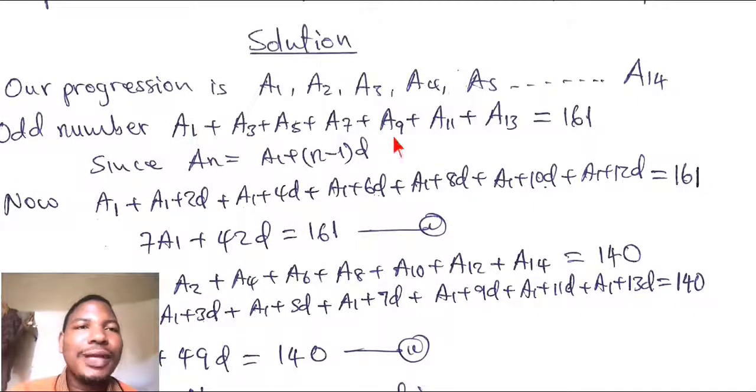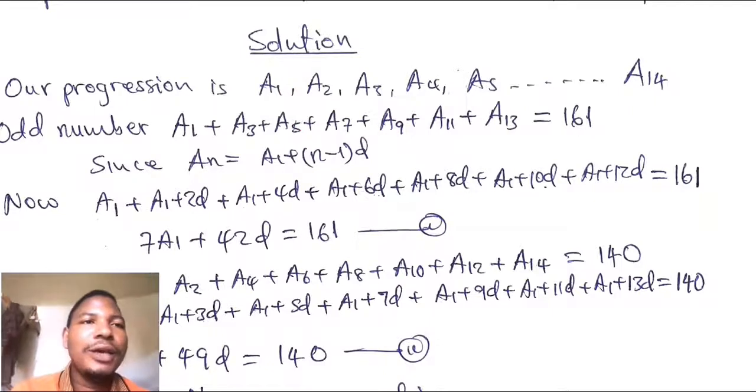Even number from that series, this one, series of n terms from the first up to the fourth term. So when you take the sum of even number from this series, it's supposed to be 140. What is the even number from this series? Will be the second term, fourth term, sixth term, eighth term, and so on.